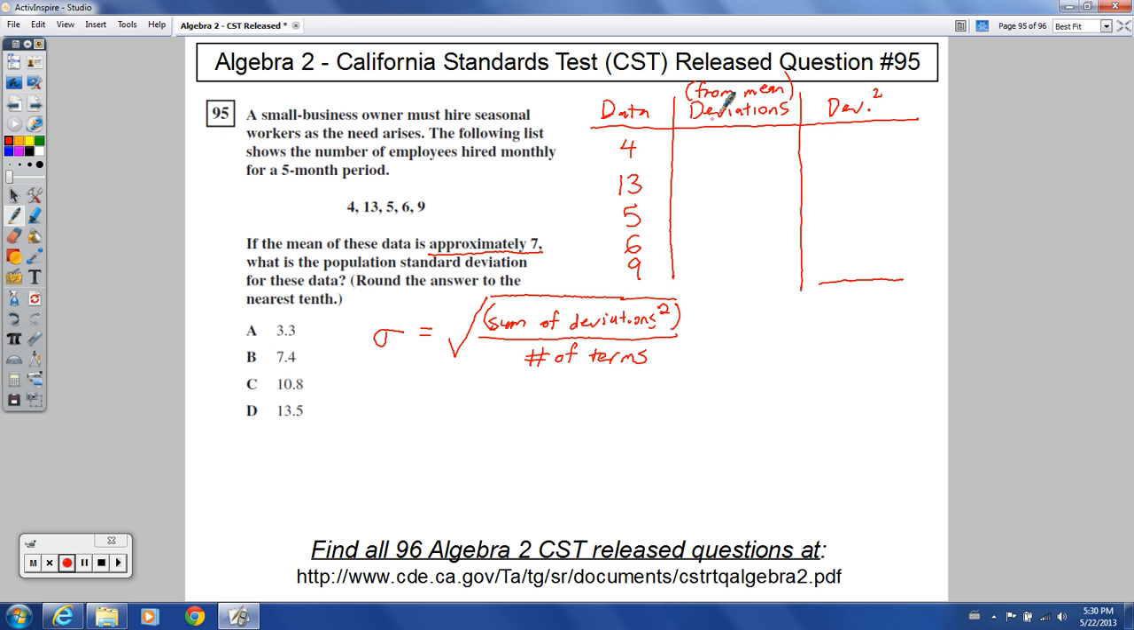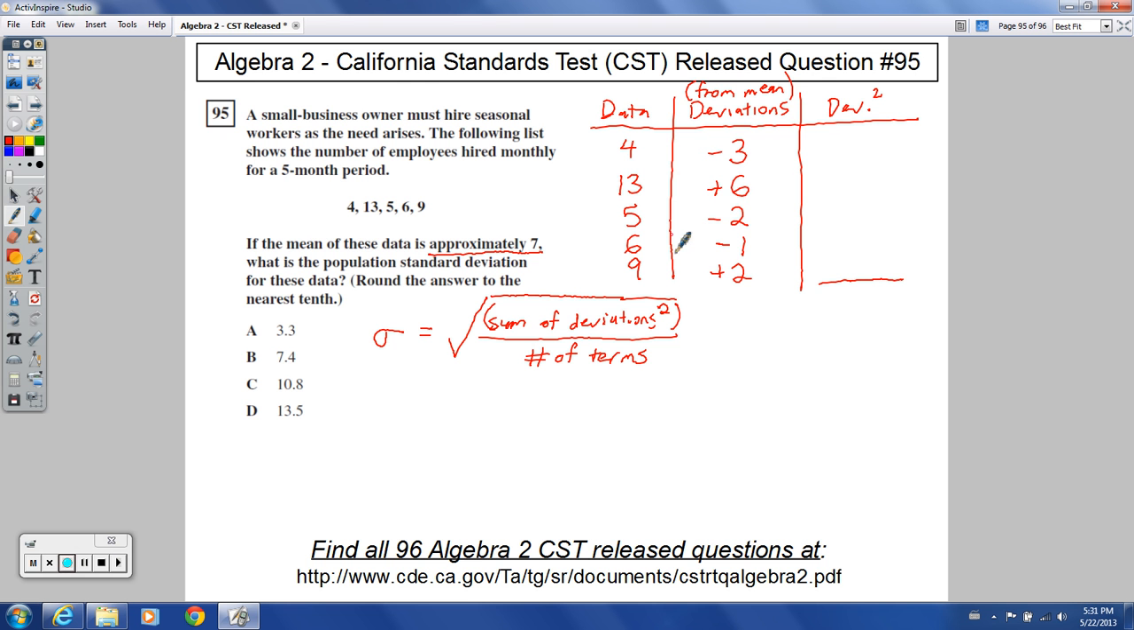So we have from the mean, 4 is 3 under 7. So I'm going to put minus 3 with the 4 in that row. 13 is 6 more. So I'm going to put a positive 6 there. 5 is 2 less. So I'll put a negative 2. 6 is 1 less. And then 9 is 2 more.